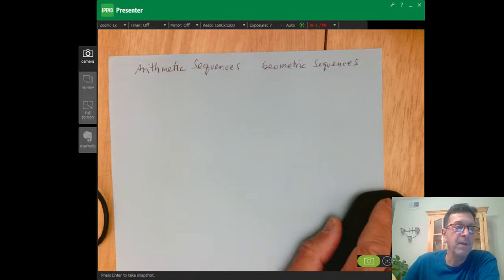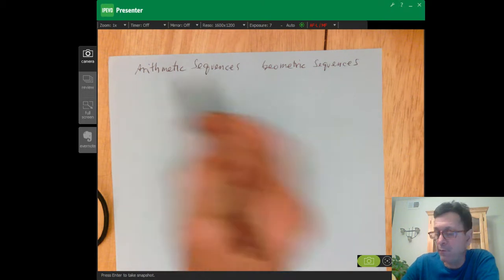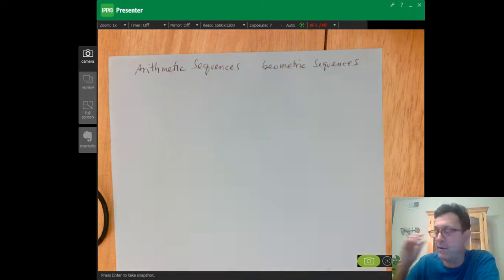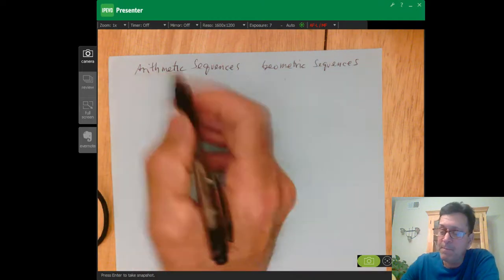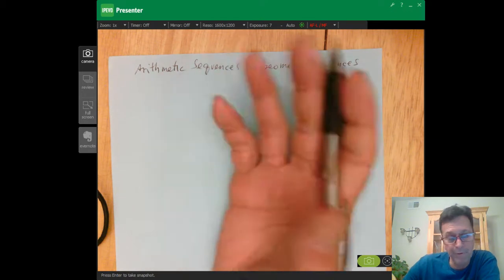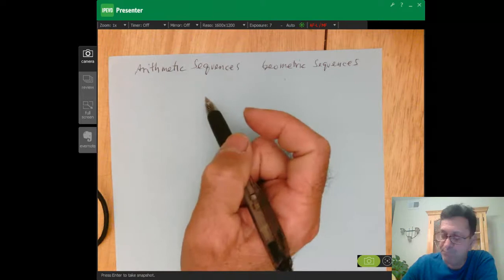Okay, so we're going to talk about sequences. Two types of sequences we're going to talk about are geometric and arithmetic sequences. So there's two mathematical sequences. Now remember, a mathematical sequence is just a set of numbers or terms placed in a specific order.